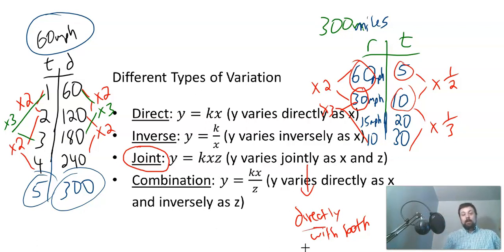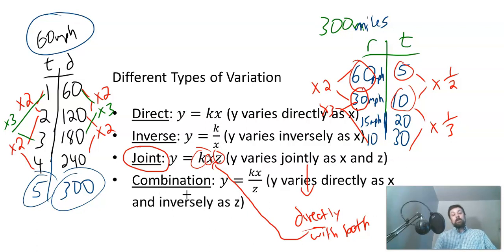So if it varies directly, that variable goes in the numerator multiplied to the k, right? Just like it does here. When y varies directly as x, x gets multiplied to k. So if it varies directly with x and z, both x and z get multiplied to k. So if it varies directly, you multiply it to the constant. If it varies inversely, you divide the constant by that variable.